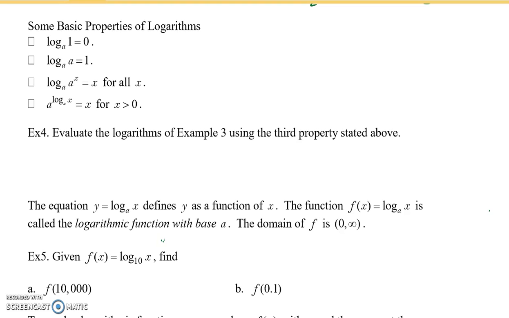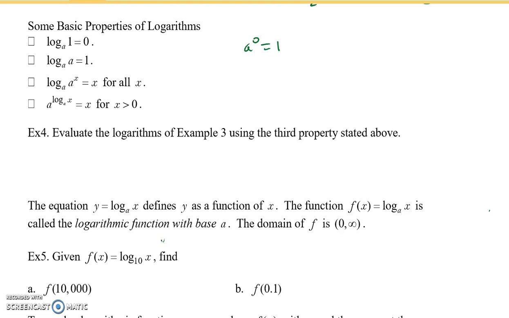Log base a of 1 is always equal to 0. If we write this in exponential form, all this is really telling us is that if we take a and raise it to the 0 power, we get 1. A to the 0 equals 1. So the exponent a should be raised to give us 1 should be 0.